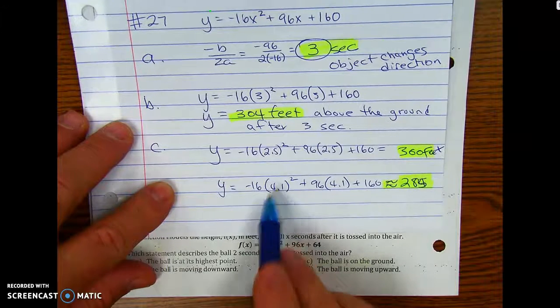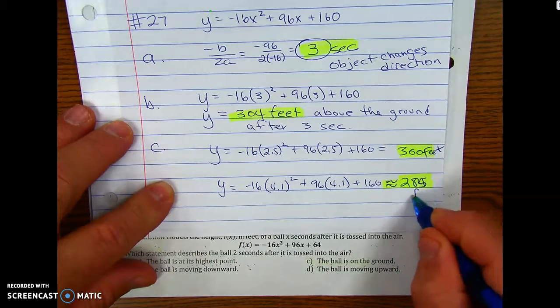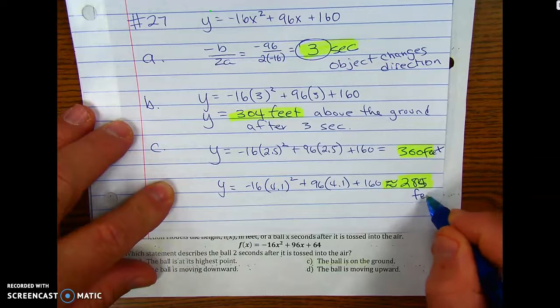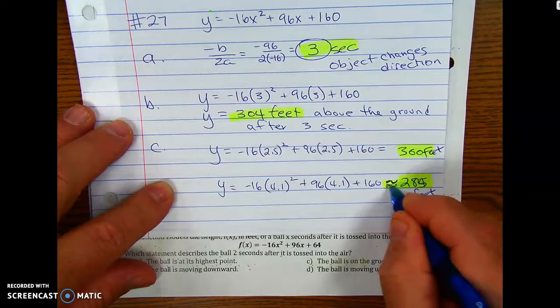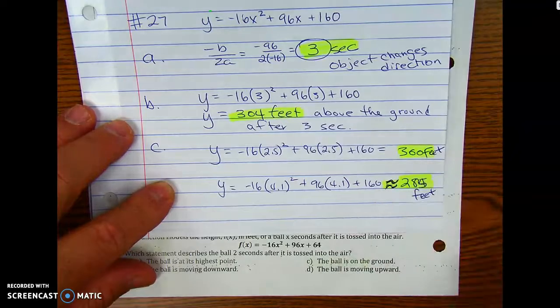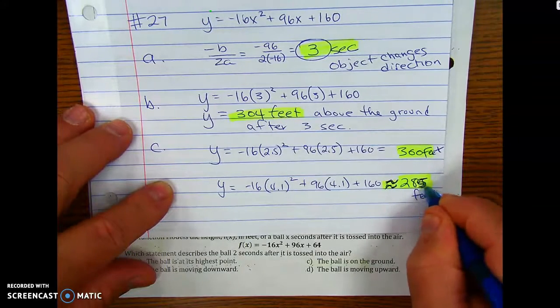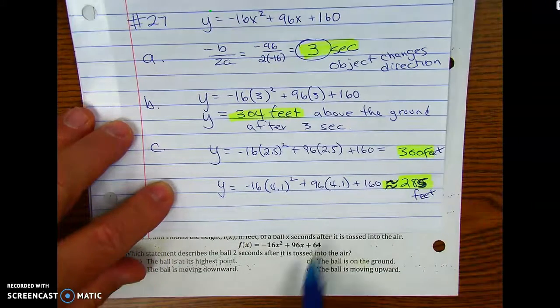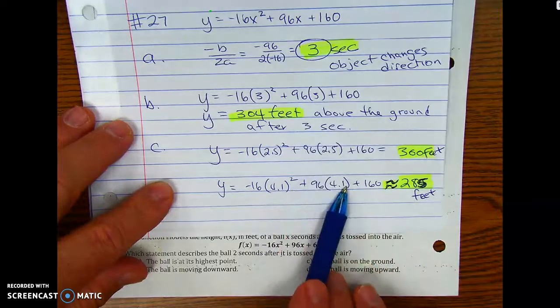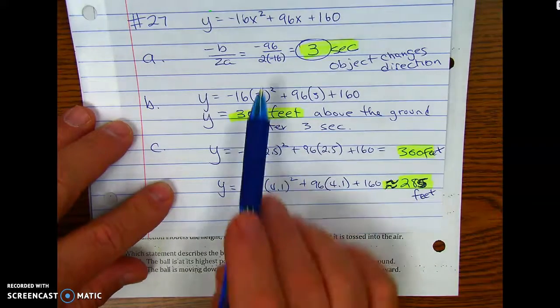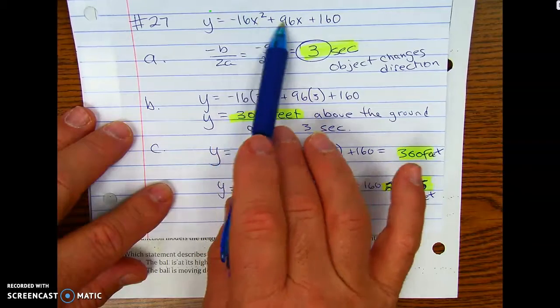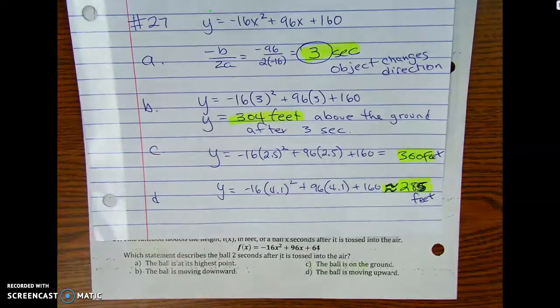Or where is it after 4.1 seconds? It's approximately 285 feet above the ground. It was 284 in a decimal, so I rounded that up to 285. Okay? So I'm just plugging in different values of x into the equation wherever the x is. And yes, I changed my t to an x just because I like that better.